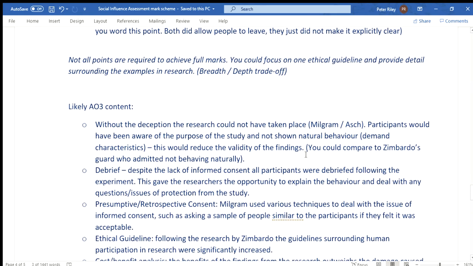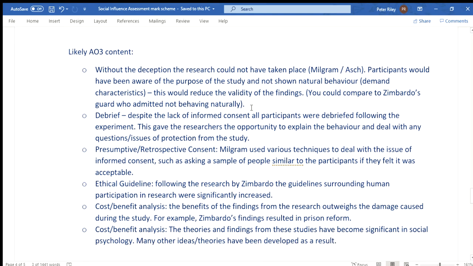Your AO3, this is where we're trying to achieve 5 marks. This is where most students lost marks. Most students across the country didn't achieve any marks for discussing these ethical issues. Now the first discussion, most common: without deception, a lot of these studies couldn't have taken place because participants would have been aware of the purpose of the study and therefore not behaved naturally. So they would have experienced demand characteristics.